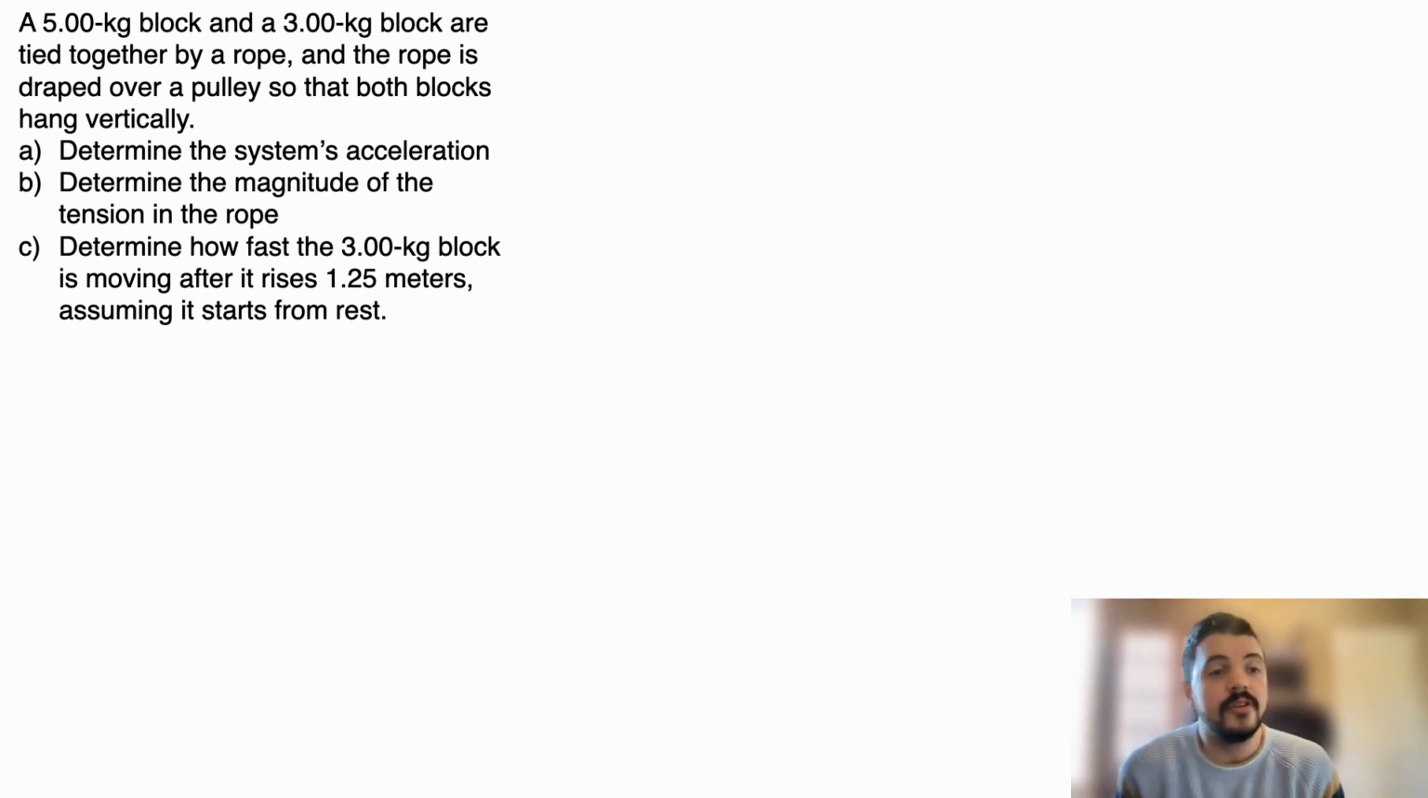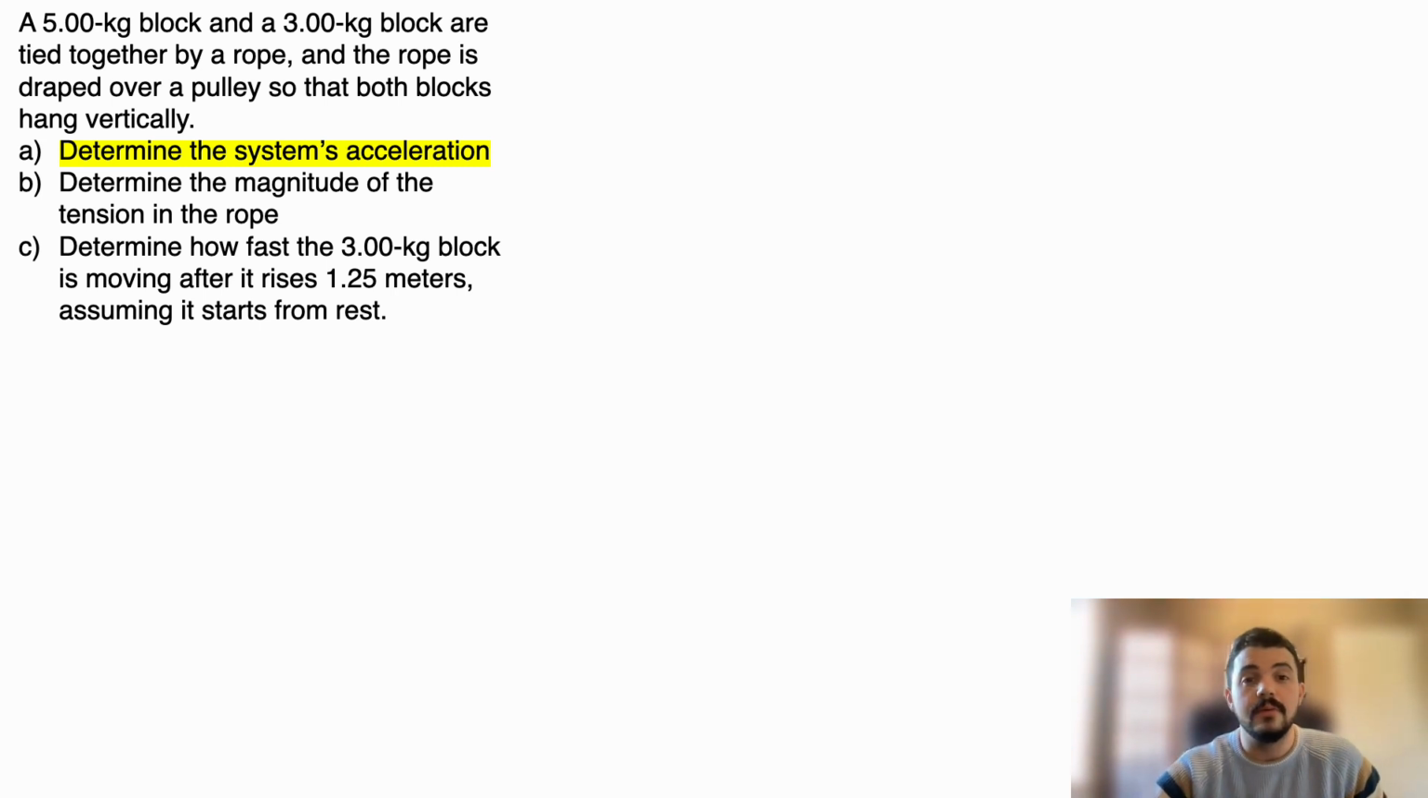A 5.00 kilogram block and a 3.00 kilogram block are tied together by a rope, and the rope is draped over a pulley so that both blocks hang vertically. We will A, determine the system's acceleration. We will B, determine the magnitude of the tension in the rope. And we will C, determine how fast the 3.00 kilogram block is moving after it rises 1.25 meters, assuming that it starts from rest. Let's begin by determining the acceleration of the system.